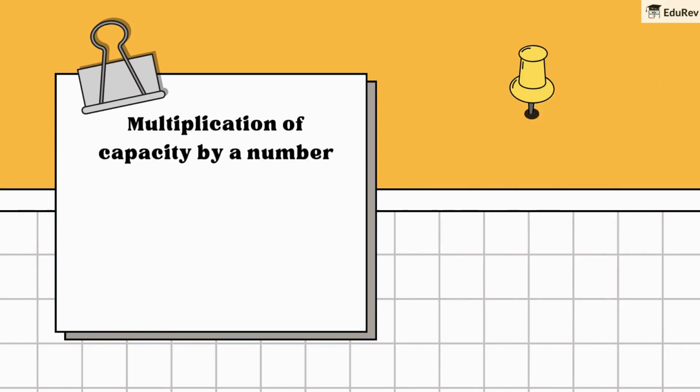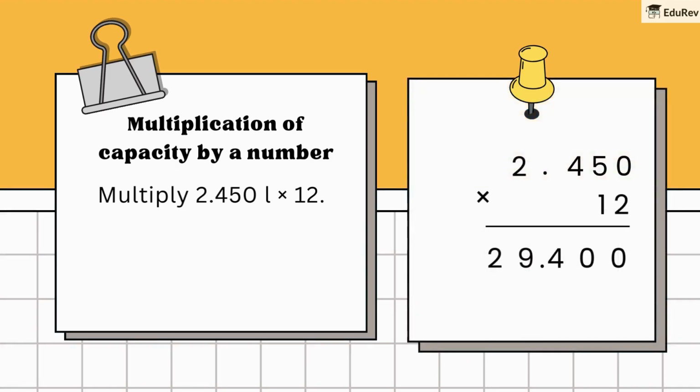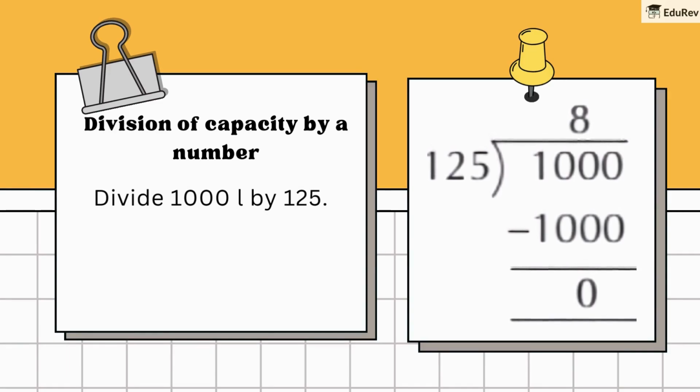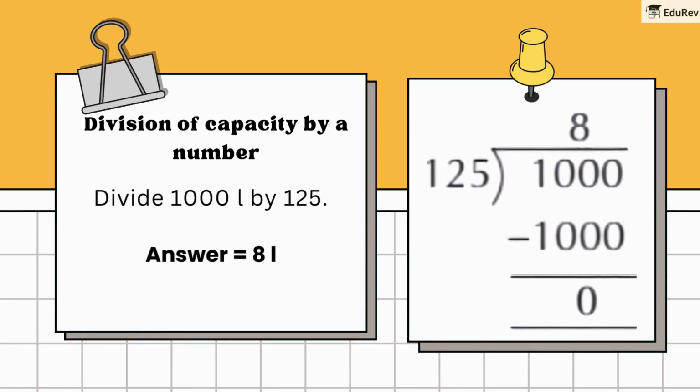Multiplication of capacity by a number. Multiply 2.50 liters and 12. Normally multiplying them, we get 29.400 liters. Division of capacity by a number. Divide 1000 liters by 125. Normally dividing them, we get 8 liters as the answer.